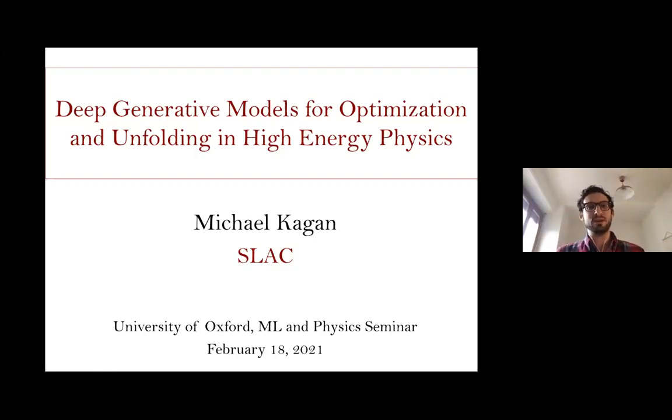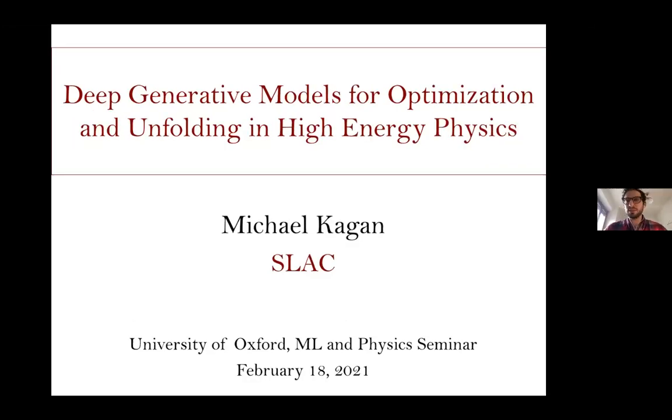So today, I'll be talking about some of the work we've recently been doing on using these very powerful tools that have come about in the last few years, generative models, for helping in some of our inference tasks, so mainly optimization and unfolding in high energy physics. But as was mentioned, these are methods that can be used elsewhere. And one of the places where we're really going to be focusing is on the boundary between machine learning and the simulators that we use in high energy physics and other sciences.